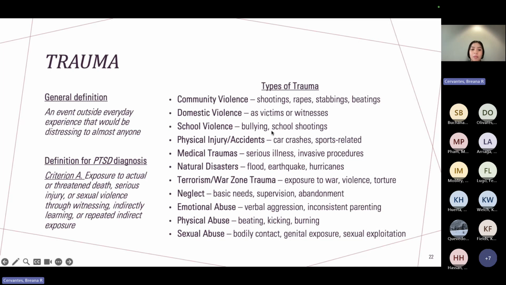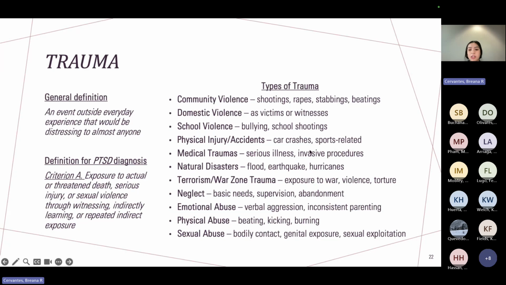School violence, so bullying, not necessarily, would be again for PTSD. Something like a school shooting, though, would. The unfortunate thing is that it has to be a really severe escalation for criterion A to be met in PTSD. Domestic violence, of course, is going to fall under sexual violence, potentially, or actual or threatened death. If you're a child and you're witnessing domestic violence in your home, that can satisfy criterion A.